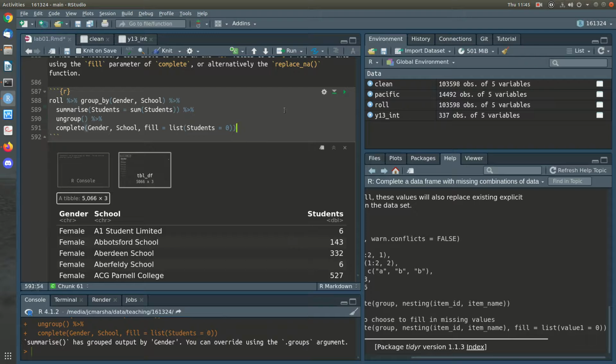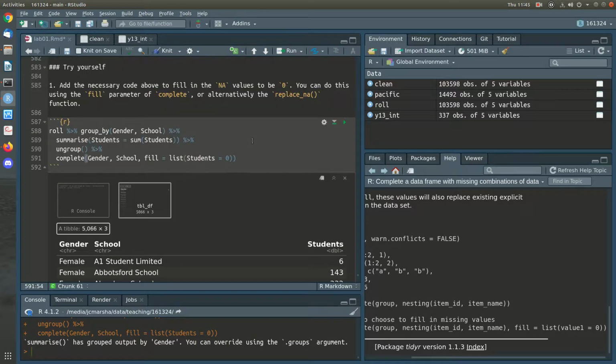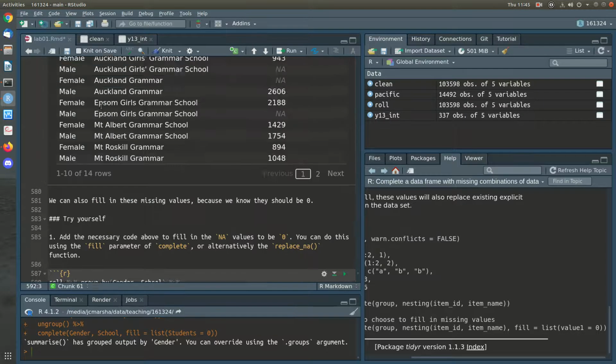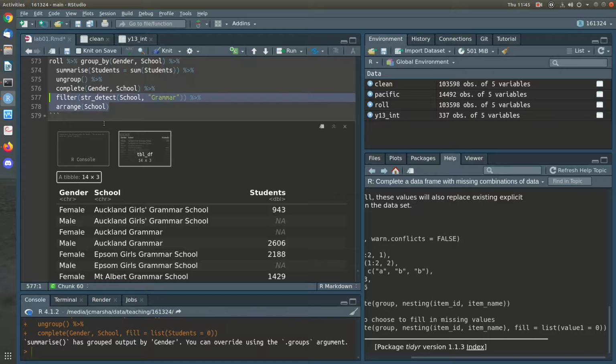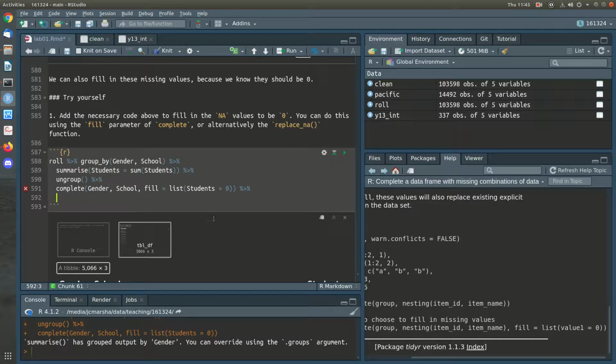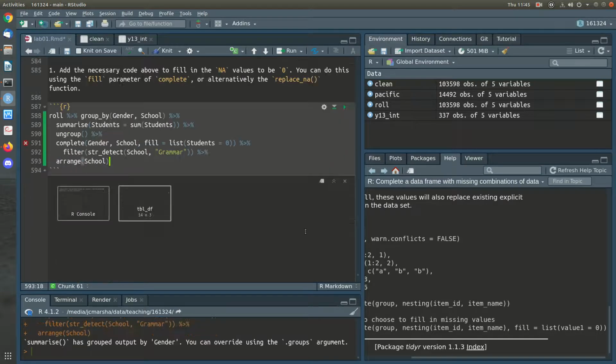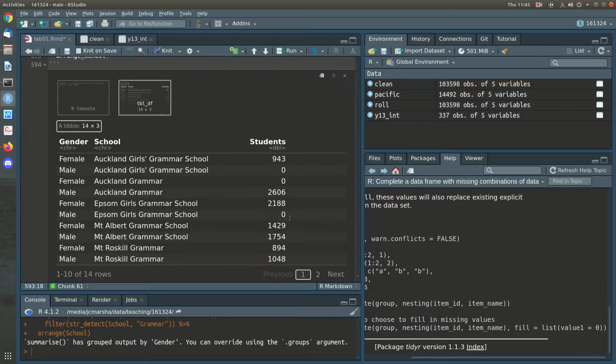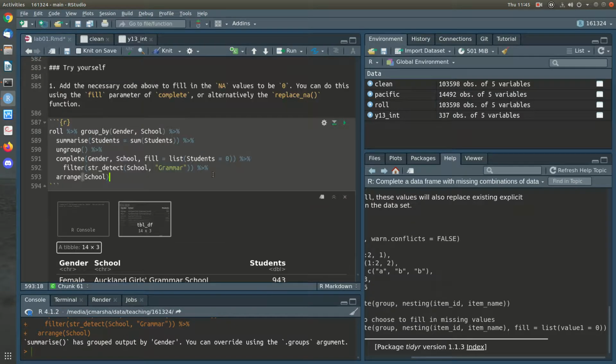Okay, there we go. So that's one way to do it. Let's check by grabbing out the Auckland Grammar stuff. Then you can see I've replaced them with zeros.